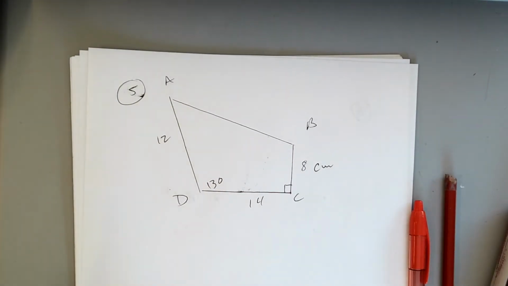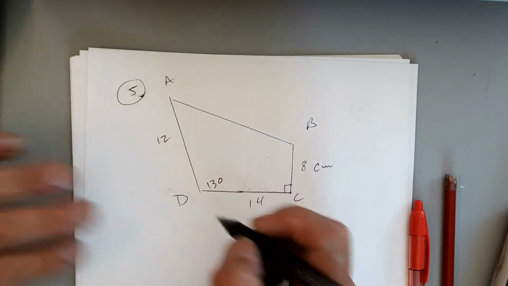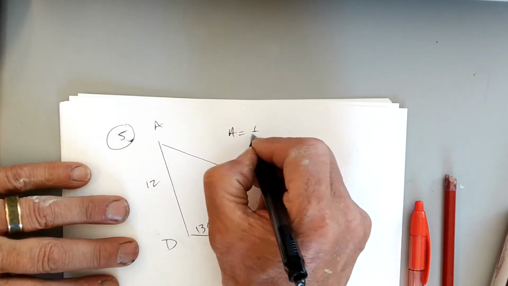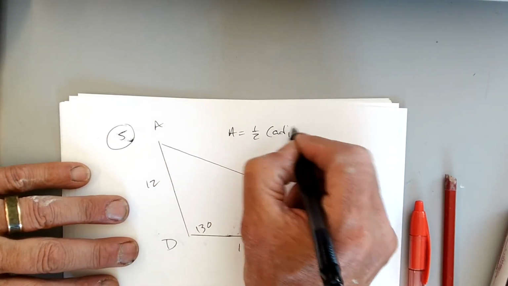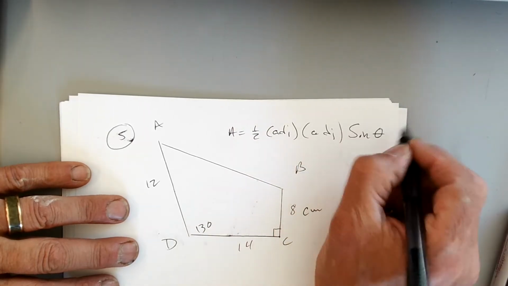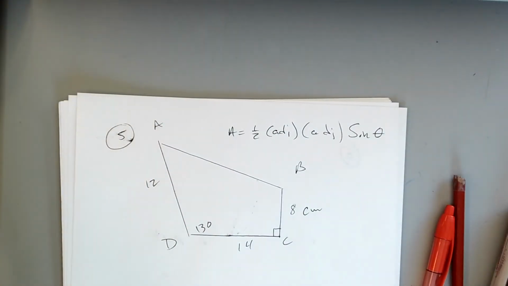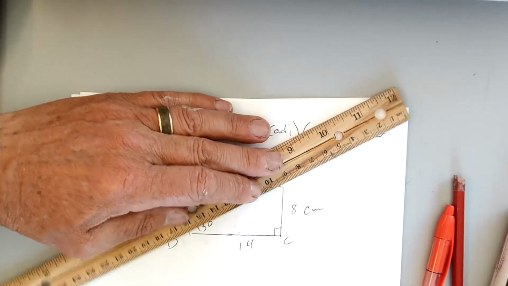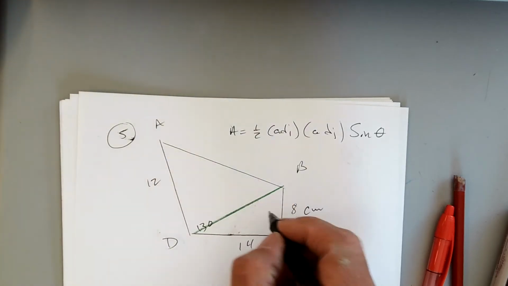Okay, find the area. Well, area formula: 1/2 adjacent times adjacent times the sine of an angle. Well, in this case, I got a right triangle. I like that. Boom. Here's triangle 1. That's easy. Triangle 1.